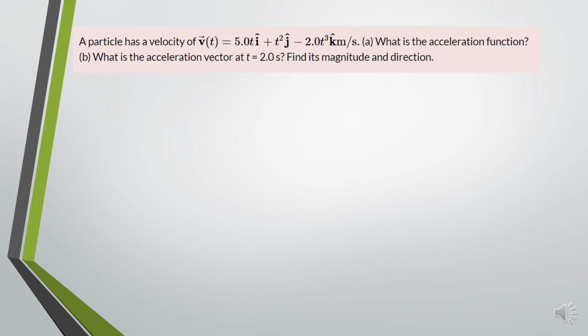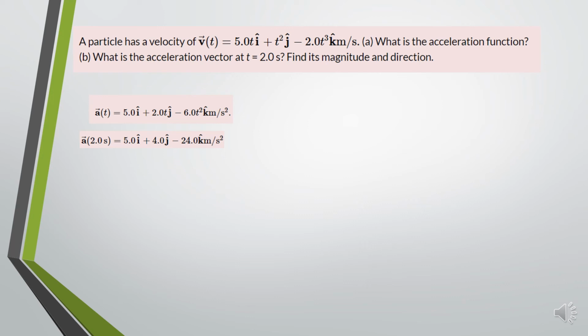First, we take the first derivative with respect to time of the velocity function to find the acceleration. By differentiating the given function, we get 5.0 i plus 2t j minus 6.0t² k meters per second squared. And then by substituting t equal to 2.0 seconds, we get 5.0 i plus 4.0 j minus 24 k meters per second squared.